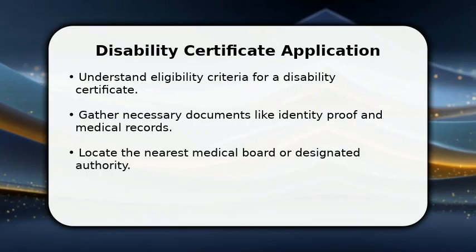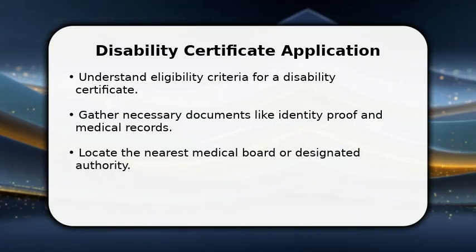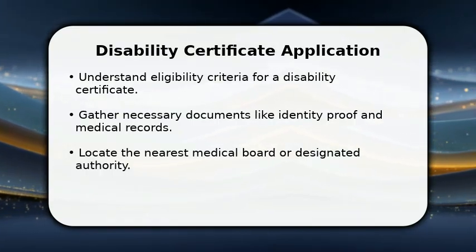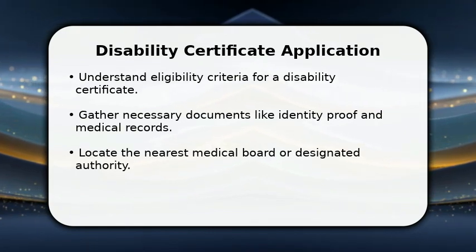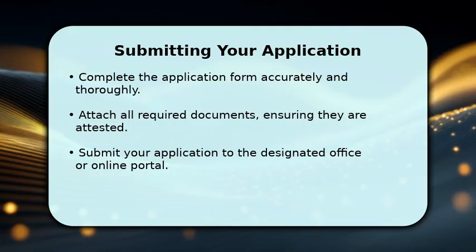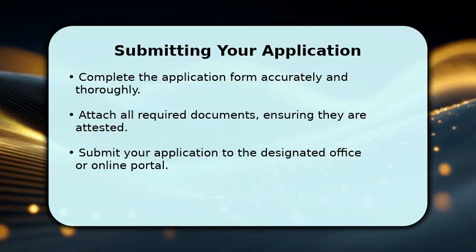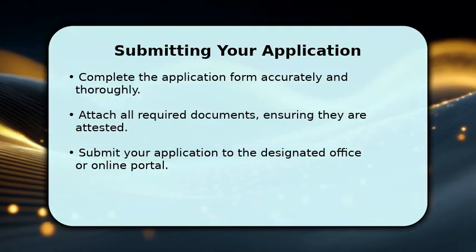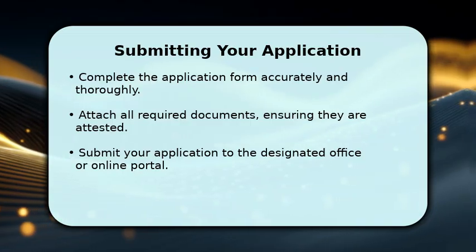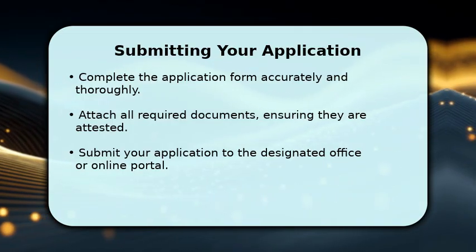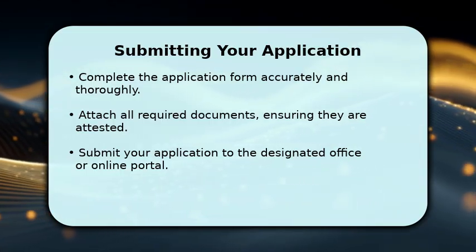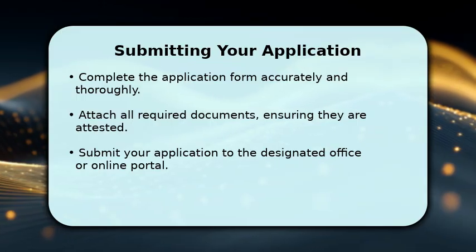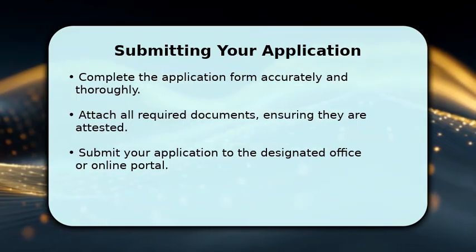Identifying the correct medical board or designated authority in your area is the next vital step to begin the application process smoothly and efficiently. Once you have your documents ready, the next step is to fill out the application form. Make sure to complete every section accurately and provide all requested information. Carefully attach all the necessary documents, ensuring they are properly attested as required.